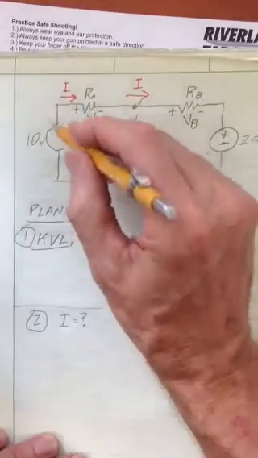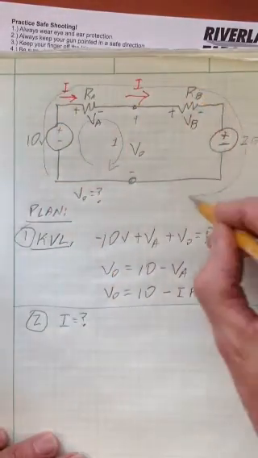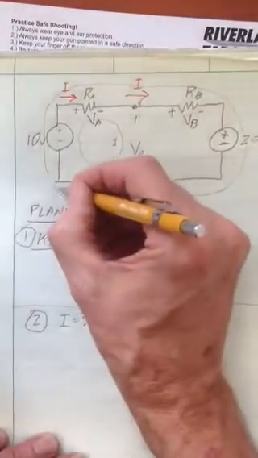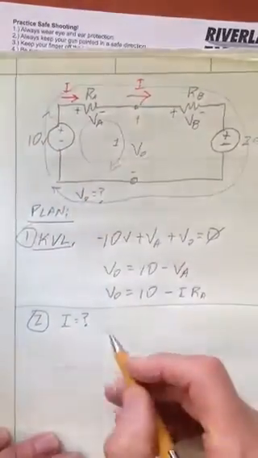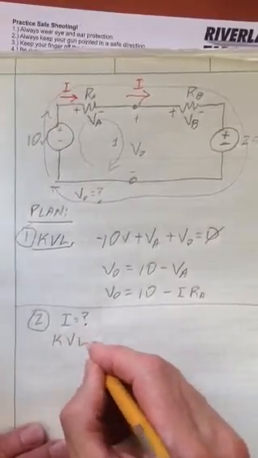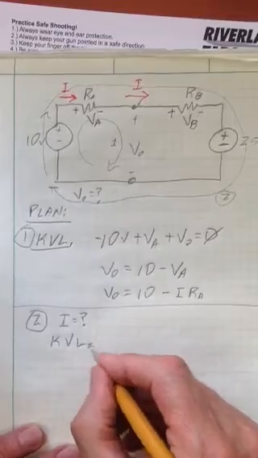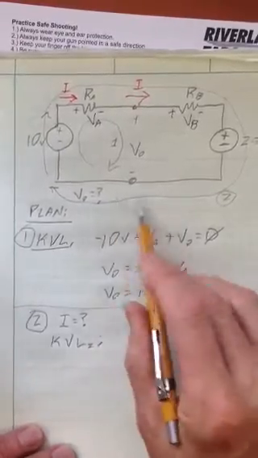But this time let's do it in a big loop. We're going to start here and we're going to go all the way around. There's a big loop. We're going to go that way. And KVL around, let's call this loop 2. KVL around loop 2 gives me the following equation.